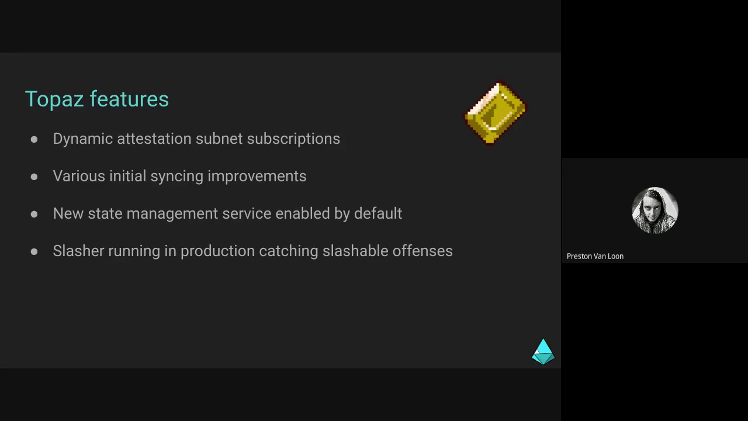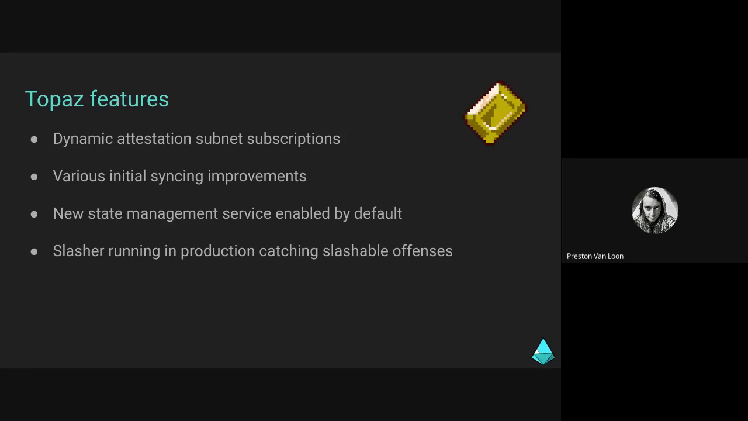Even more Topaz features. This network has dynamic attestation subnet subscriptions. So what this means is that if you're only running one validator, you don't need to be connected to all other validators in the network. You can be connected with a channel that has to do specifically with your committee. And this saves a lot on your network traffic.